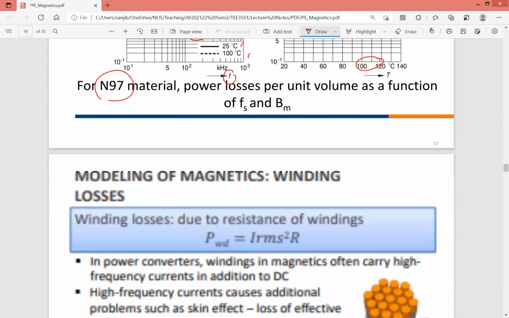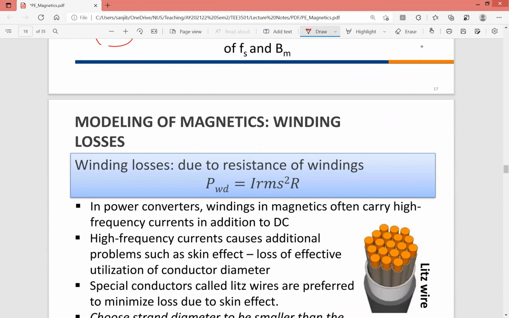The second one is the loss in the winding resistance. Mostly it's resistance loss, right? So resistance loss is basically I square R, and it should be I RMS square R, root mean square. So that is the loss.